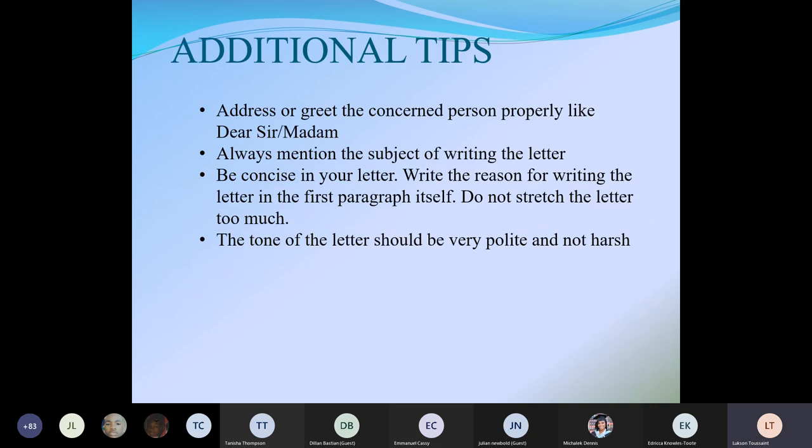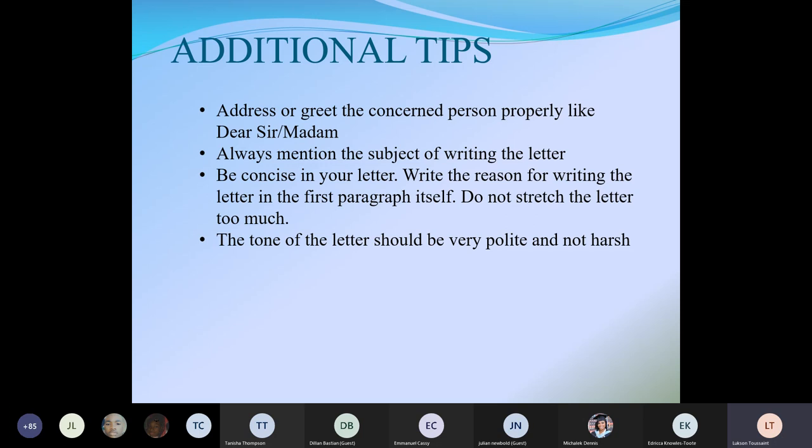I want to give you some additional tips to keep in mind. Like we already said, address or greet the concerned person properly, using sir or madam if you don't know their name. Always mention the subject of the letter. Like I said before, in the very first sentence right after the greeting, you are going to say the purpose for why you are writing this letter. You want to be concise and include that reason in the first sentence of the body.